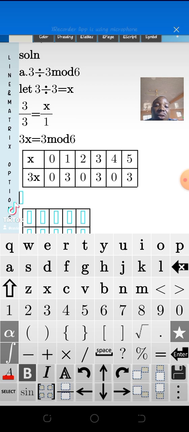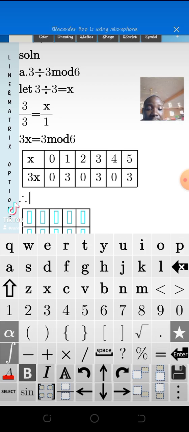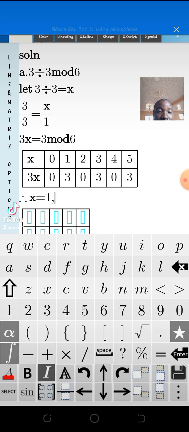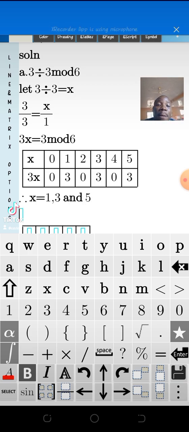So from here, to find the values of x, you see that x simply means the place where 3x equals 3. If you look at the row where we have 3x equals 3 and trace it up to the x values, you see that the first 3 corresponds to 1. The second 3 on the row for 3x corresponds to 3. And then the third 3 corresponds to 5. Therefore, x equals 1, 3, and 5. So that becomes the values of x for the first problem.